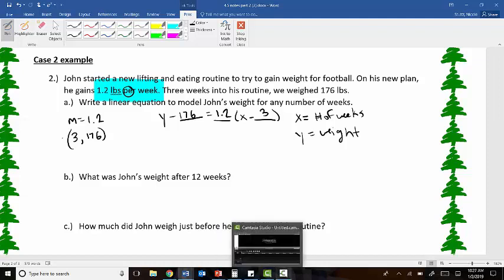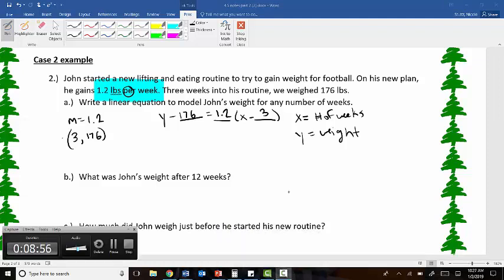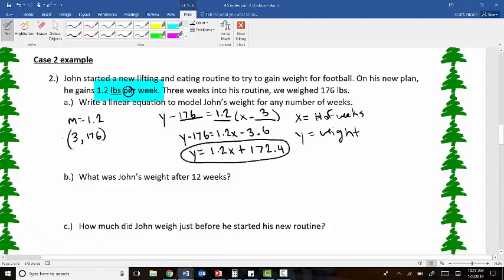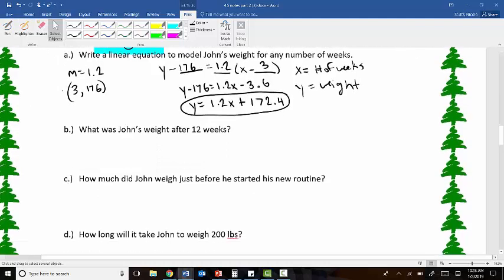So go ahead, pause the video, and solve that real quick. So hopefully you got 1.2x plus 172.4. So there's your equation. Now we can use that to answer our follow-up questions.